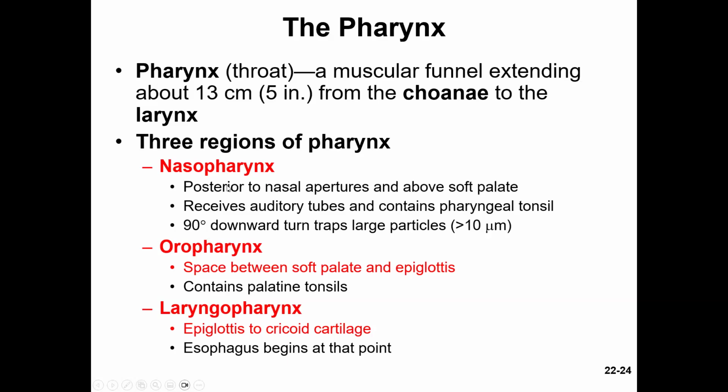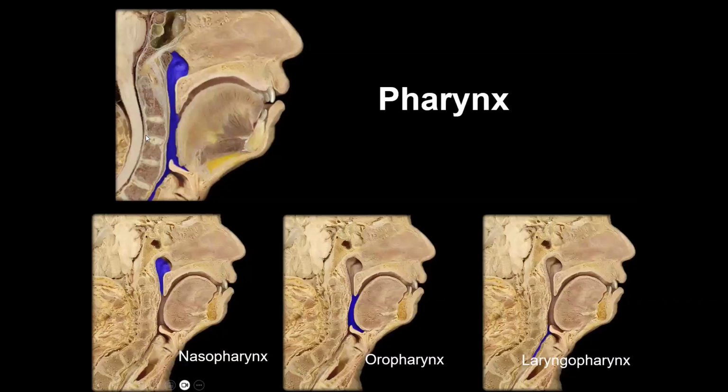Where they're found: nasopharynx just behind your nose, all the way to your soft palate. Oropharynx is between your soft palate and your epiglottis. Laryngopharynx is between your epiglottis and the cricoid. Usually we say between your epiglottis and your vocal cords. Your cricoids are where the vocal cords are found. Cricoid's pretty big. The whole tube is a pharynx. We split it up into the nasal, oral, and then down here, laryngo.